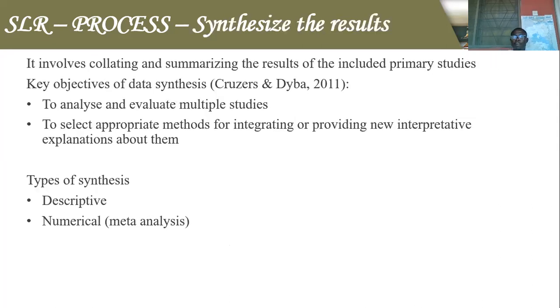So from that place, we are looking at the synthesis, how you are going to synthesize your data. The key word in the systematic literature review is synthesis. So it involves collating and summarizing the results of the included primary studies. So here, key objectives of data synthesis, according to Pearson and Dibba 2011, is to analyze and evaluate multiple studies.